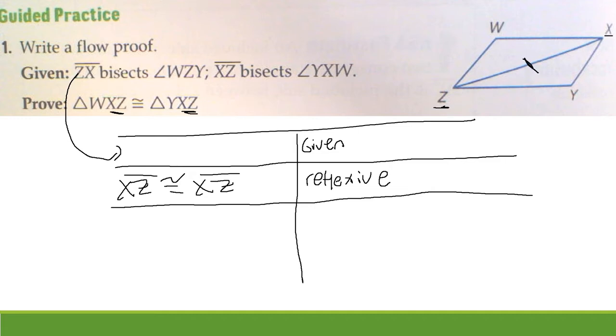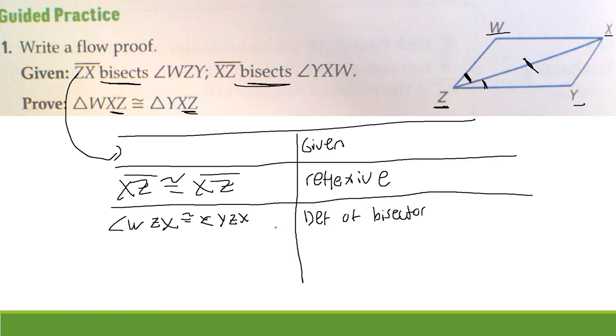Now I'm going to say, okay, I have two bisectors here. So let me look at what angle's been cut in half and see if I can get the small pieces. It says ZX bisects WZY. So WZY is this angle right here. That gets cut in half there and there. So this angle right here would be WZX, so angle WZX would be congruent to the bottom half, which would be angle YZX. That would be one case of a bisector. So that'd be definition of bisector.